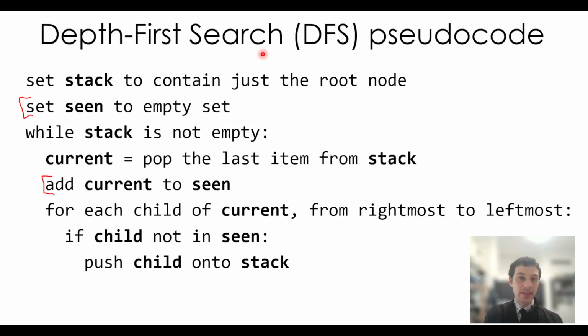So we'll set seen to be an empty set, and as long as the stack is not empty, we pop the very top item of the stack off the stack. We take it off the stack. We save it in a variable called current. We add the current thing to a set called seen, and then for each child of the current item, going backwards from the rightmost one to the leftmost one, well, if it's not in seen, then we'd better push it onto the stack so that we can explore it later. And then we go back up to the top here to this loop, and we keep doing this over and over and over again, always popping the very top item from the stack until the stack is empty, and then we stop.